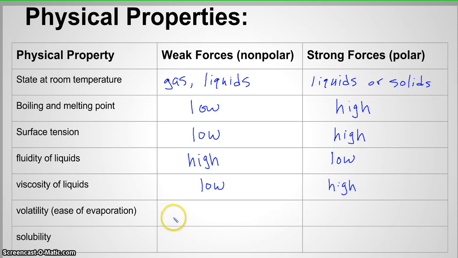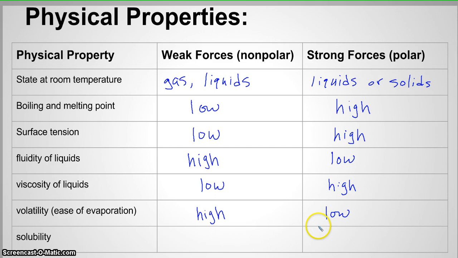Volatility or ease of evaporation. When you smell a liquid, if it has a really strong smell, it means it's easily evaporated. You're smelling all of those vapors. Those are going to be nonpolar things. Okay, so volatility is high when there are weak forces holding the molecules together. Those molecules easily go from liquid into the gas phase. And then when you have strong forces holding them, they will have a low volatility.